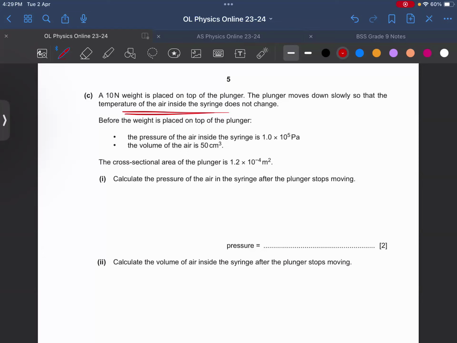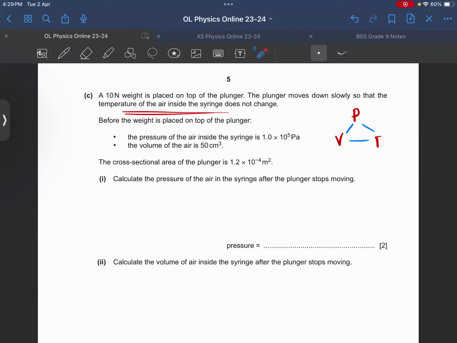And the second thing is that if you're talking about any two variables at once, the third one must be constant. Now I know this triangle of PVT. So if he tells me that temperature is constant, mentally I am prepared that he's talking about, or at least he's going to talk about this relationship. Before the weight is placed on top of the plunger, the pressure of the air inside is this much, volume is this much, cross-sectional area is this much. And then it says calculate the pressure of the air in the syringe after the plunger stops moving.